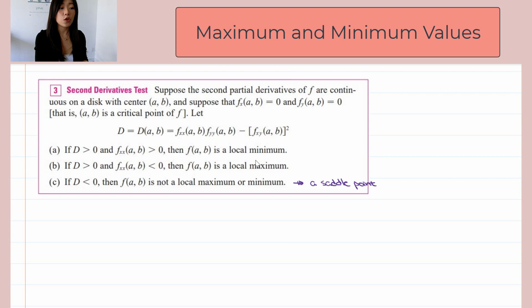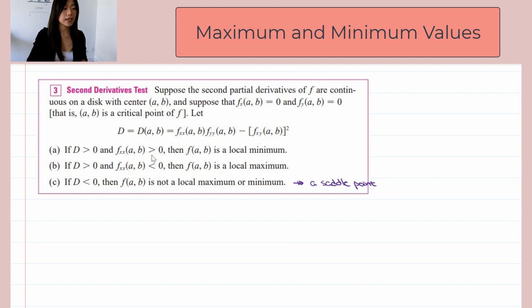To find whether it's a local min or max, we also need to find the second derivative of the function, with respect to x. If f sub xx at this point is positive, then that means this critical point is a local minimum. So that is similar to a single variable function. When we have the second derivative positive, that means the function is concave up at this point. And when we have a concave up, that means the critical point is a minimum.